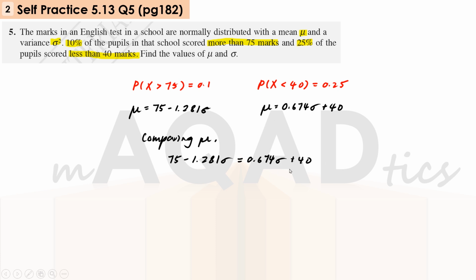Okay, so here is just normal calculation, and the sigma you'll get is 17.902. So once you get the sigma, you can substitute into either one of the equations to find mu. Okay, so for me, I would use this one. Okay, and then the mu that I will get is 52.07.